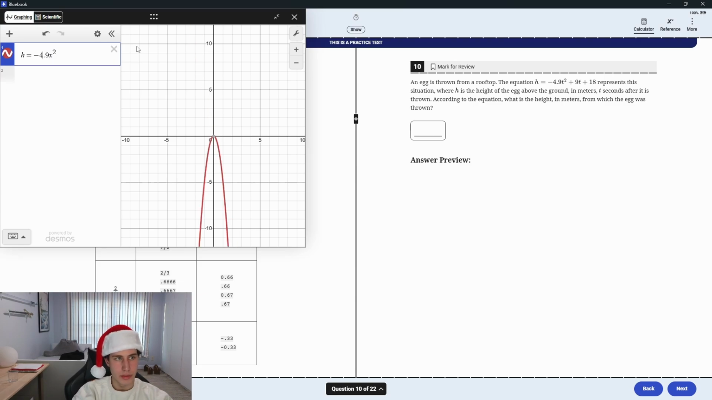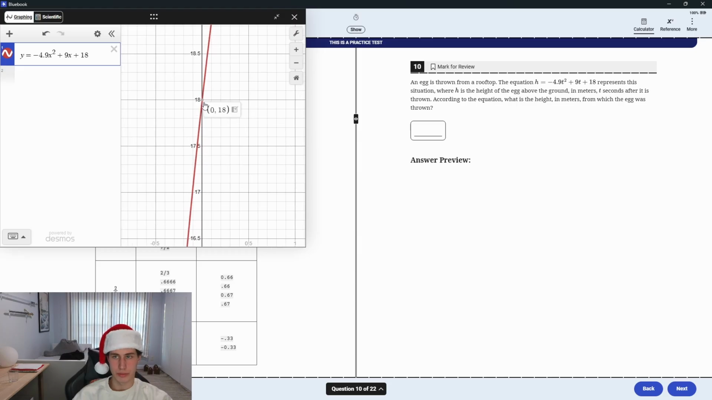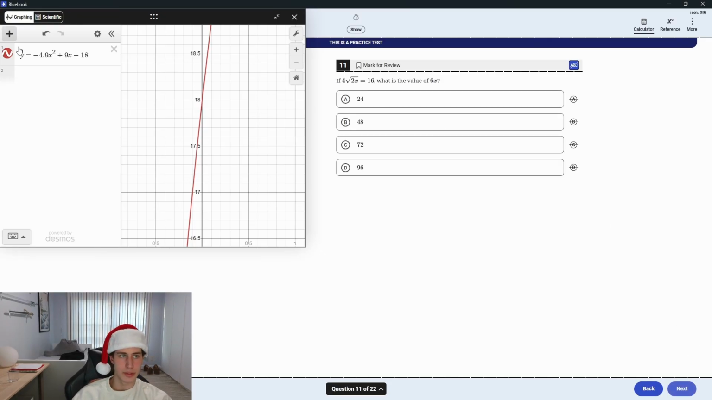But if you didn't know that, we can model it here. Plus 9x plus 18. So we're starting at 0. So 0 seconds after it was thrown, it was at 18 feet, which means that the height from which the egg was thrown is 18. So that's our answer.